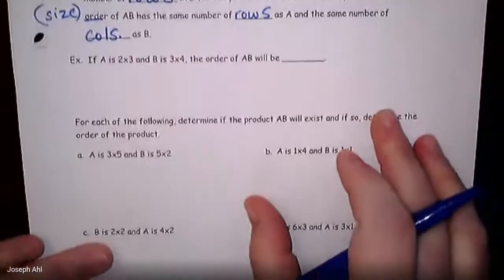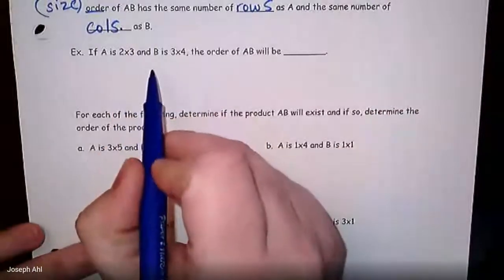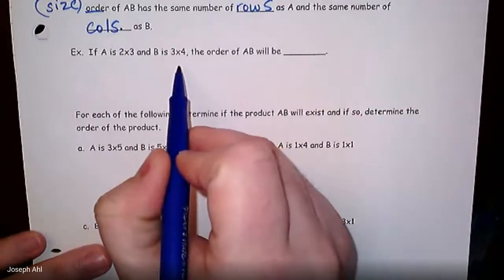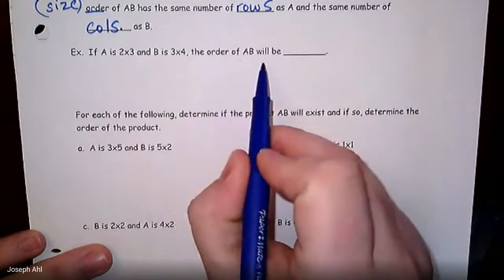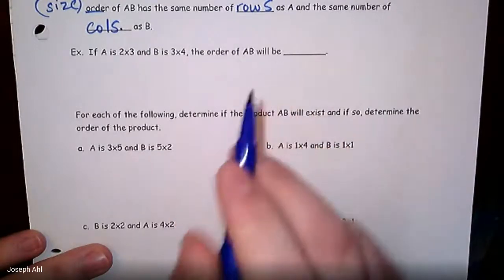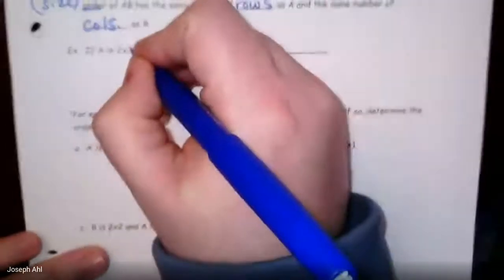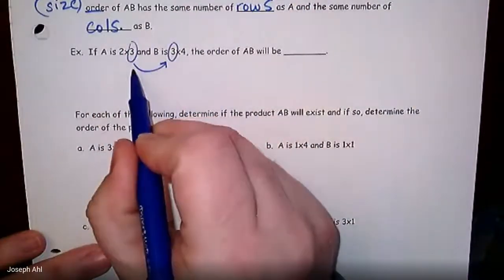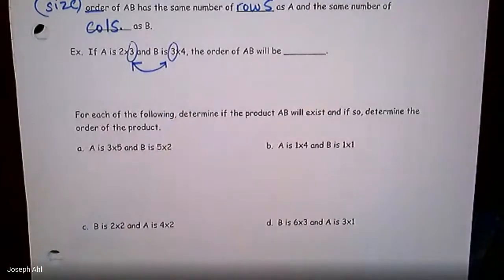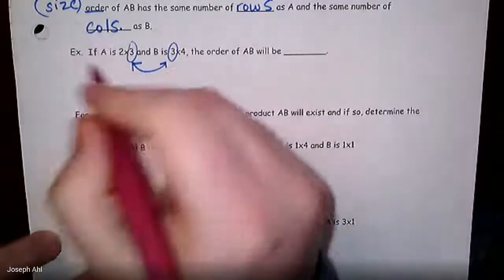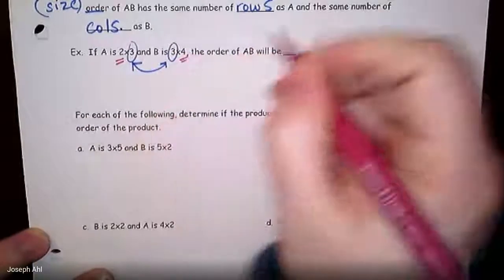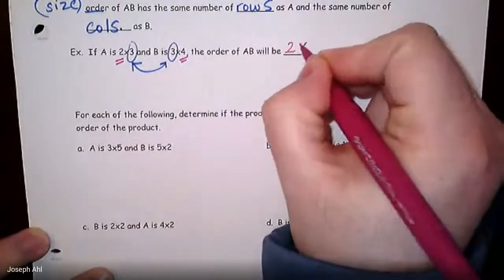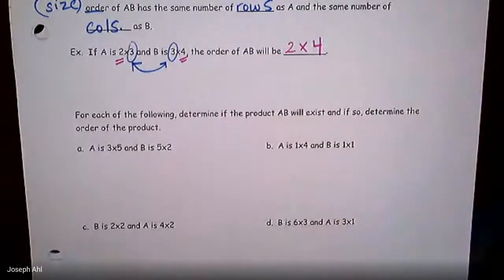So here's an example. If matrix A is a 2x3 and matrix B is a 3x4, the order of AB, the product, will be. Here's the first thing you have to check. The columns of A and the rows of B. If those two things match, then the product is possible. And when those two things match, the rows of A and the columns of B, kind of those leftover parts, that's the size of the resulting product matrix. So the product in this case would be of size 2x4.